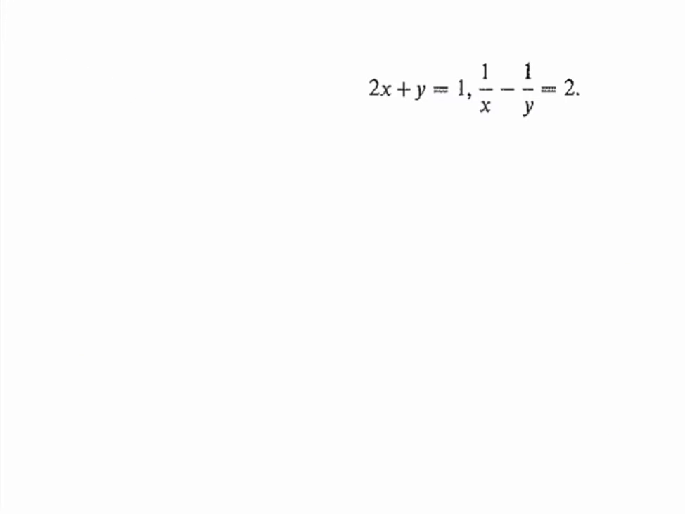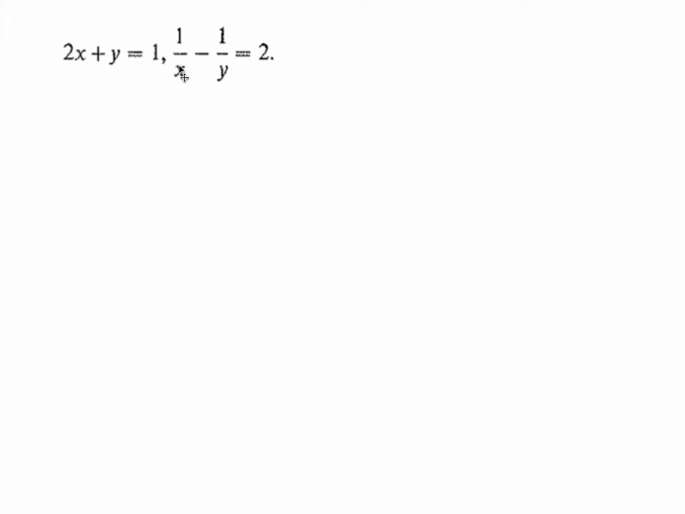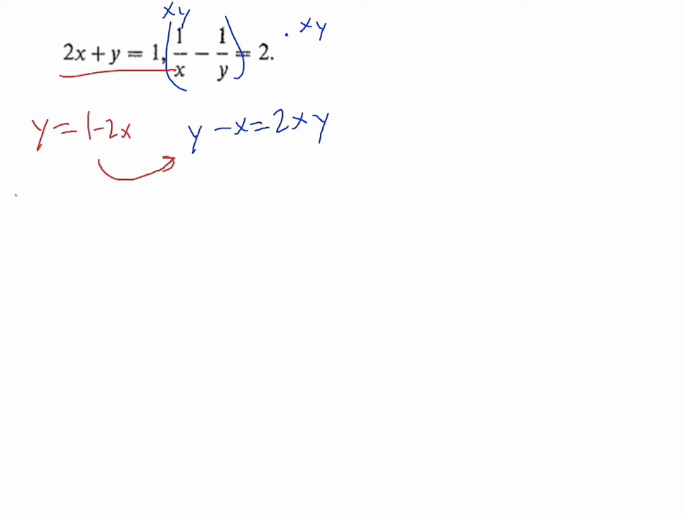Okay, let's take a look at this equation. Now the second equation has fractions. So let's get rid of the fractions by multiplying by xy. And we get y minus x equals 2xy. Then we can solve the first equation for y, which would be the easiest thing to do. y equals 1 minus 2x. And then substitute that in for y in the second equation.